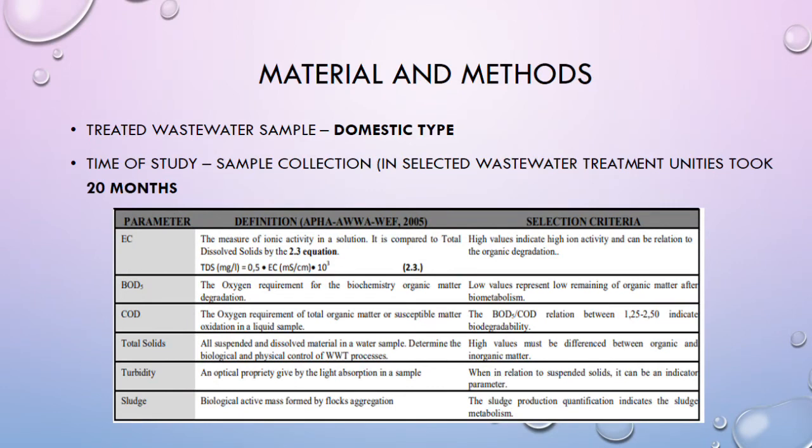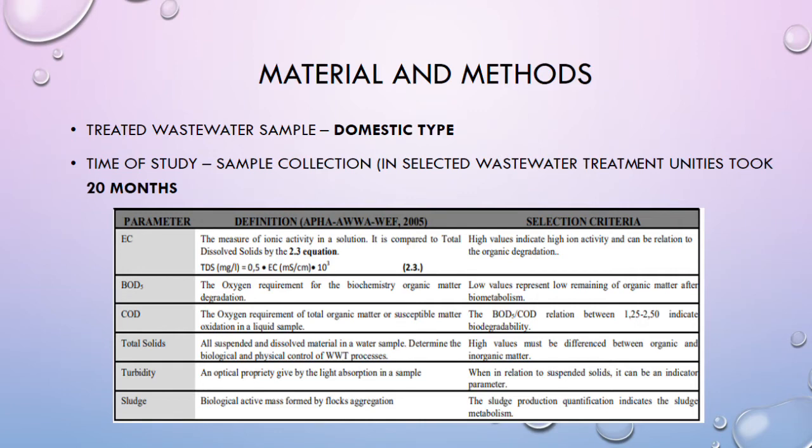The treated wastewater sample is a domestic type. There are 5 unity statistical samples identified as S1 to S5. The time of study took 20 months, which constituted monthly quantification of sludge and each 4-month parameter characterization.